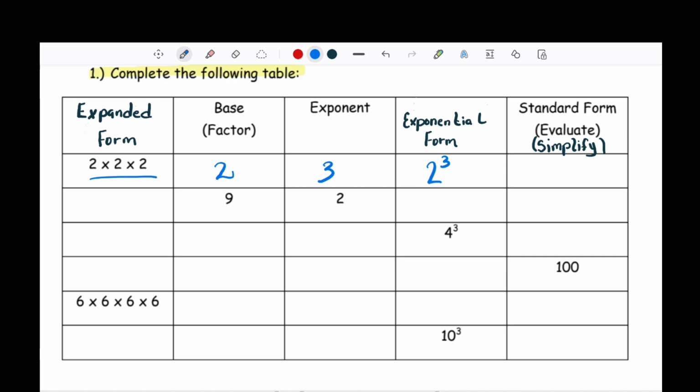Now, if I said simplify 2 to the third power, what would that be? It ain't 6. It is 2 times 2 times 2. 2 times 2 is what? And 4 times 2 is what? So the answer is 8. This is what I want you to do for this one right here.